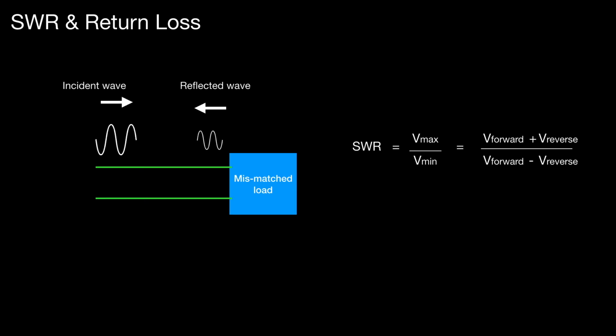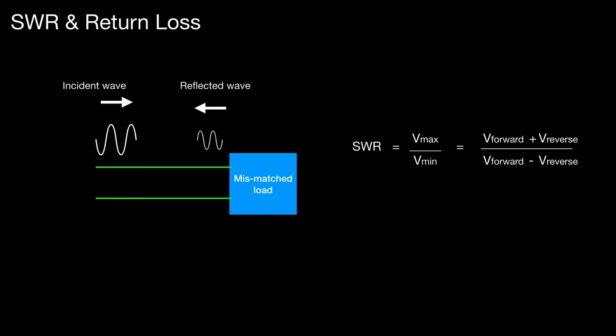Let's look at SWR and return loss. We looked in a previous slide at the incident wave combining with the reflected wave and producing a standing wave. This is because the reflected wave is reflected at the point of mismatch. So in other words, the characteristic impedance of the feeder is not the same as the impedance of the load. And the formula you're given in the book is SWR equals Vmax over Vmin. That's the maximum voltage that appears over the minimum voltage.